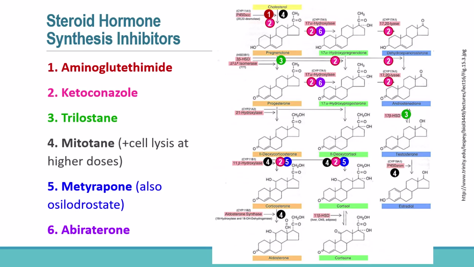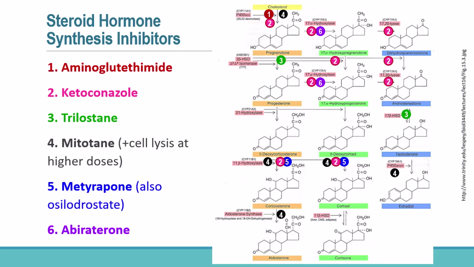Key branch point enzymes include 3-beta-HSD, which converts pregnenolone into progesterone, and cytochrome P45017A1, which directs synthesis toward glucocorticoids and androgens. Important downstream enzymes include 21-hydroxylase and 11-beta-hydroxylase for cortisol synthesis, while aldosterone synthase produces aldosterone. Many drugs inhibit these enzymes as shown.